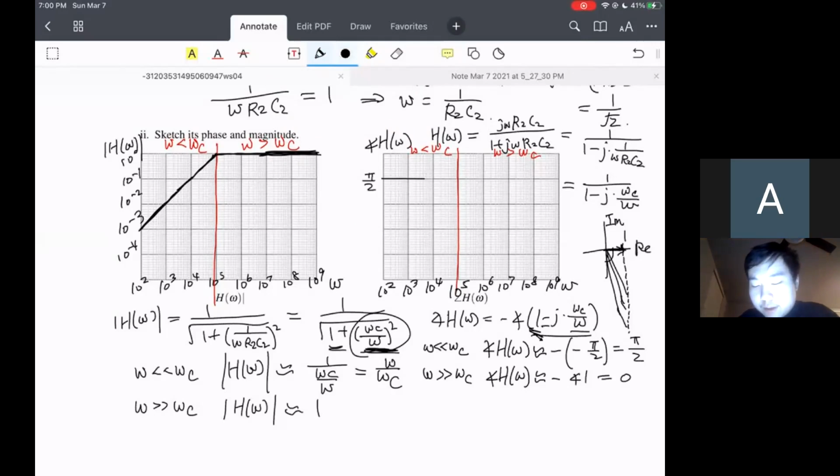When omega is way larger than omega c, we say that the phase is approximately 0. And so we draw something like this. Since this is a continuous function, we want it to look continuous rather than having a huge jump in the middle, just making it look a little bit nicer. And so this is our final phase plot for part B.